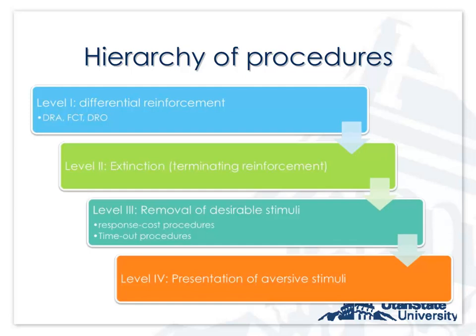Because they allow the individual to still access reinforcement, procedures based on differential reinforcement, such as DRA, FCT, or DRO, should be used first. Procedures based on extinction alone, which consists of terminating reinforcement, come next, as they do not provide reinforcement for alternative behaviors. Procedures based on punishment, such as timeout or response cost procedures, or overcorrection, are considered more aversive and likely to elicit emotional reactions or aggression, and as a result, should be considered as a last resort.